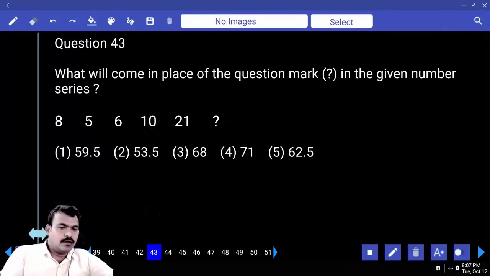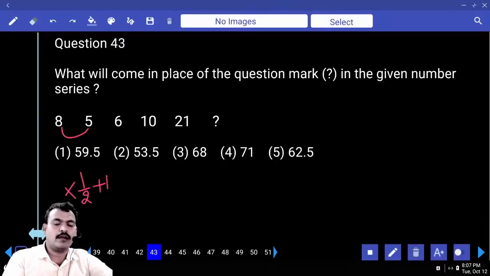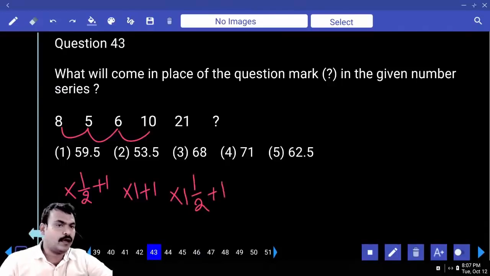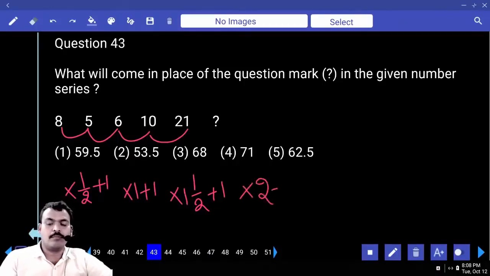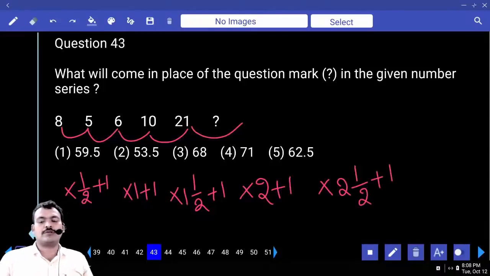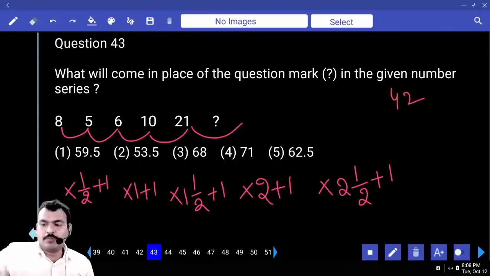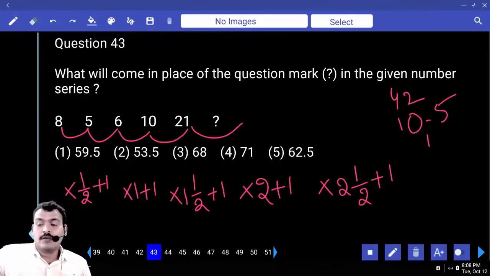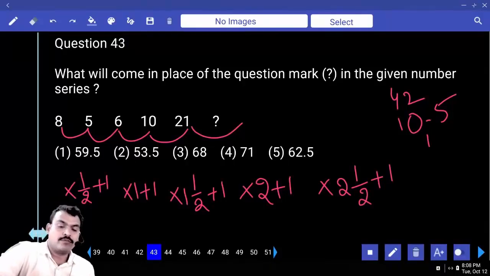Next, question number 43. 8 to 5. What is half of 8? 4. Then we return half plus 1. Next, 5 to 6, times 1 plus 1. Next, 6 to 10, times 1 and a half plus 1. 6 times 1 and a half is 9, 9 plus 1 is 10. Again, 10 to 21, times 2 plus 1. 10 twos are 20 plus 1, 21. Next, we return times 2 and a half plus 1. 21 times 2 is how much? 42. Half of 21 is 10.5. Plus how much value are we adding? 1. 42 plus 10, 52, plus 1, 53. Then the answer is 53.5. Which option? Second one.